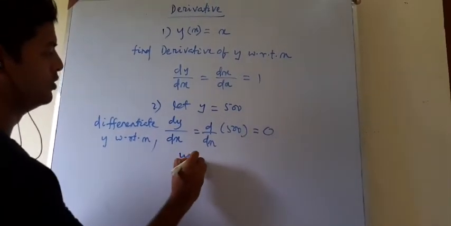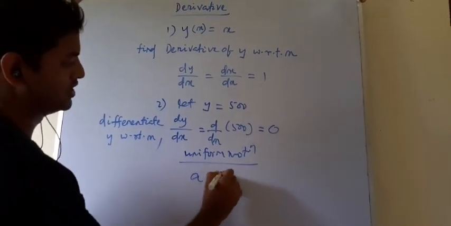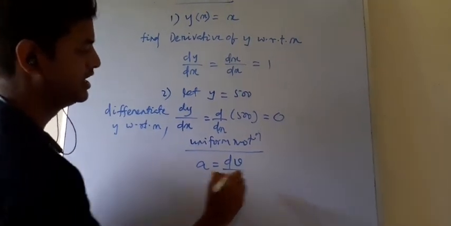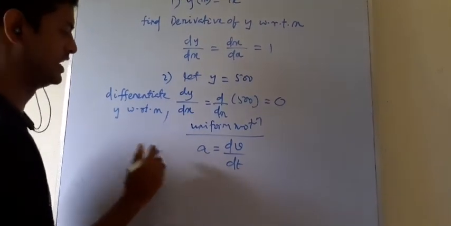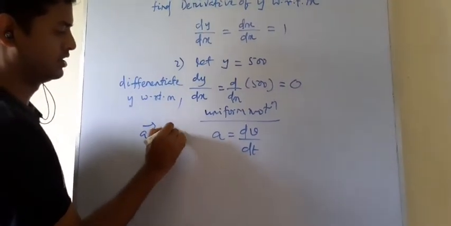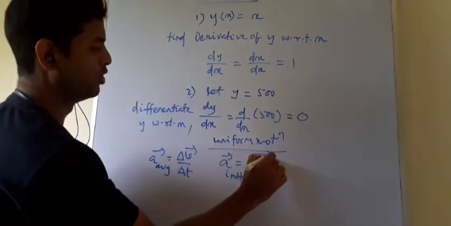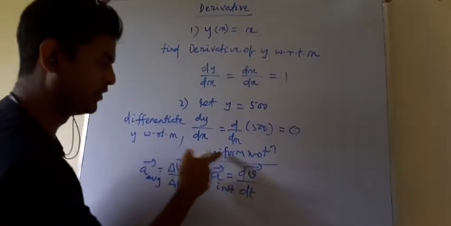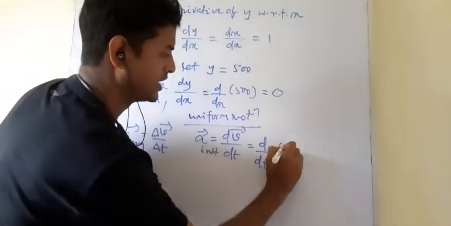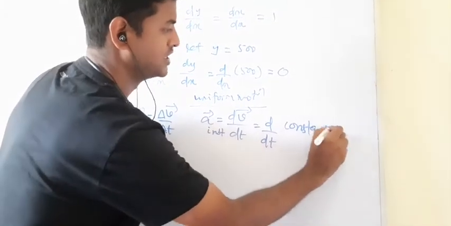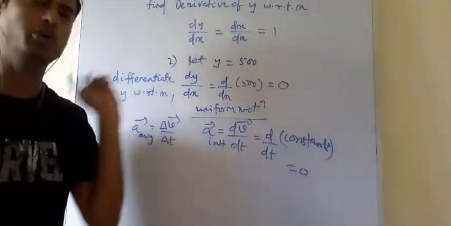Example, for uniform motion, you know instantaneous acceleration is given as dv by dt. Average acceleration is change in velocity with respect to change in time. Instantaneous acceleration is a small change in velocity with respect to a small change in time. But for uniform motion, velocity does not change, velocity is constant. Since velocity is a constant, the derivative of a constant quantity is 0. So acceleration will be 0 for a uniform motion.